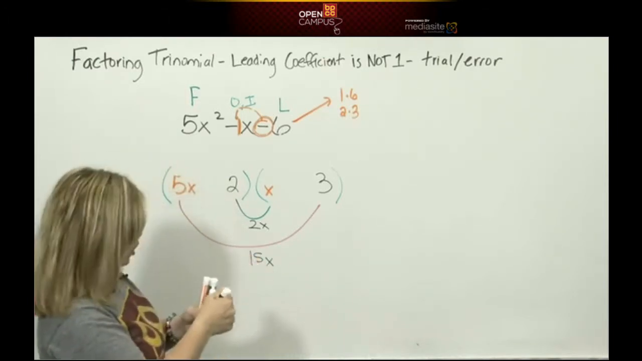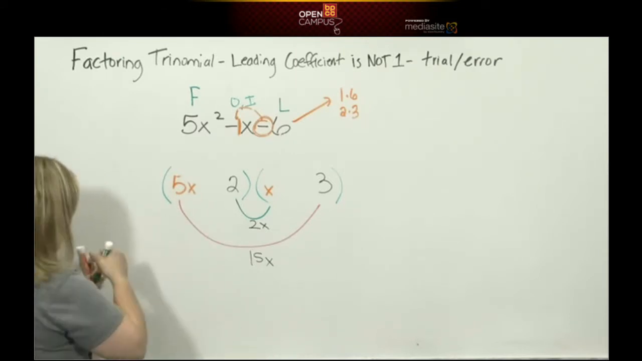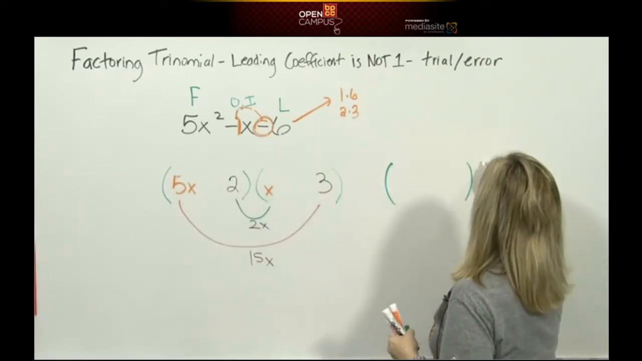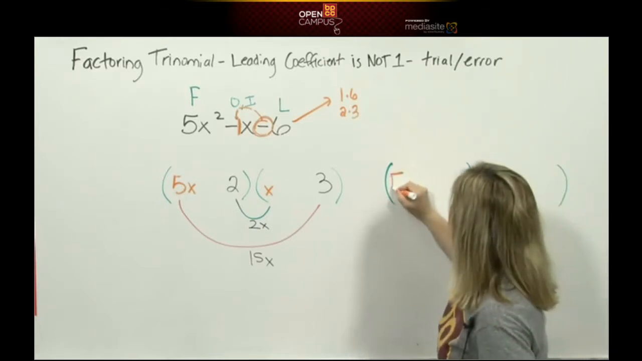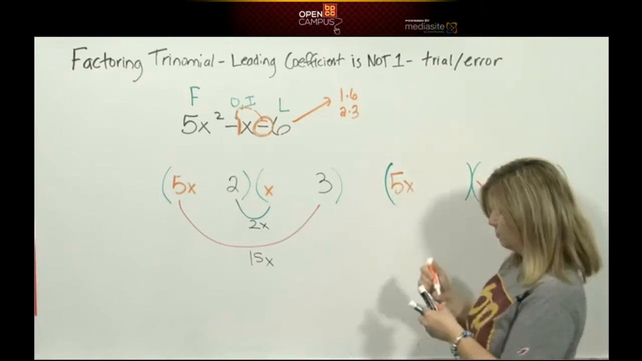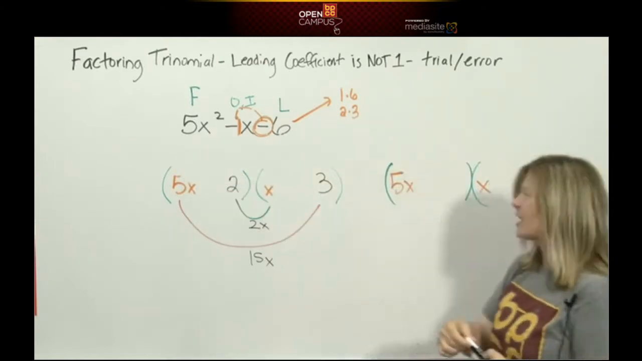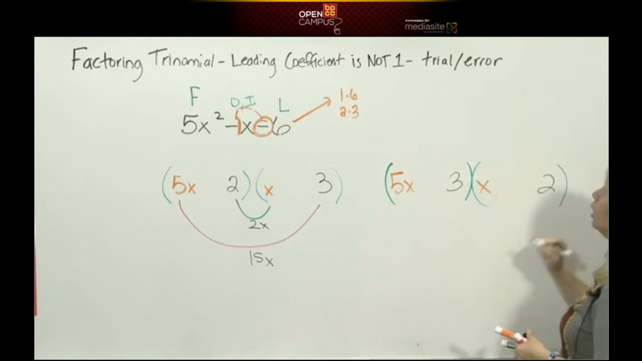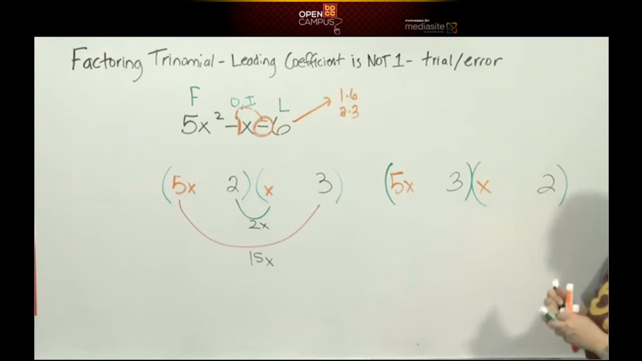So what most of us do is we switch it. So I'm going to write it down here and show you again, because I don't want to erase. If I have 2 sets of parentheses, and I leave the 5x and the x in the same position, because 5x times x is going to give me my 5x squared. But now instead of writing 2 times 3, I write 3 times 2, which will still give me 6, commutative property of math. Now watch what happens when we do the outers and the inners.